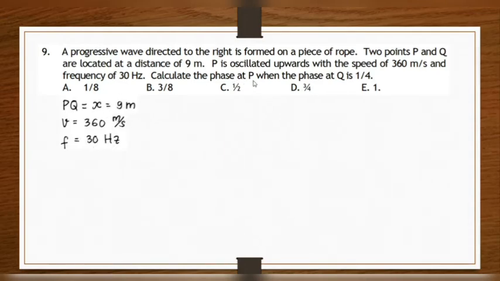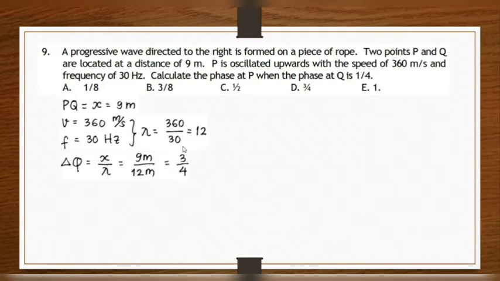Calculate the phase at P when the phase at Q is 1/4. First, from phi and f, we can find the wavelength lambda, which is equal to phi over f. It is 360 over 30 equals 12 meters. And then delta phi is x over lambda. X is 9 meters, lambda is 12 meters, so delta phi is 3/4.